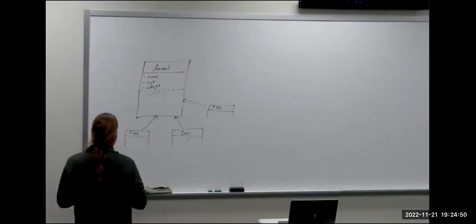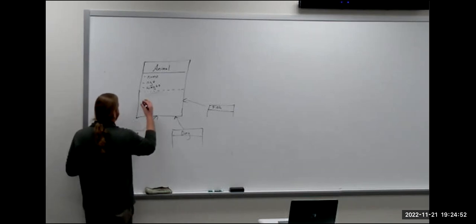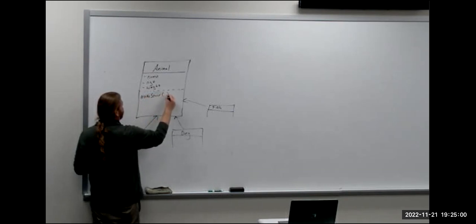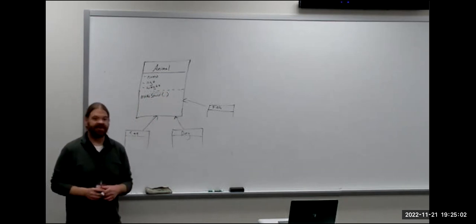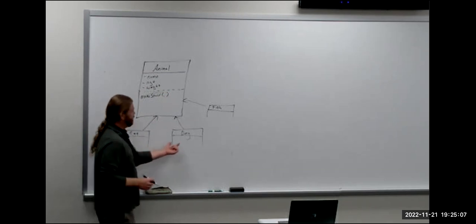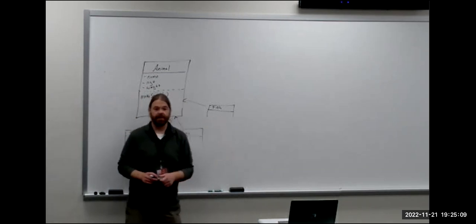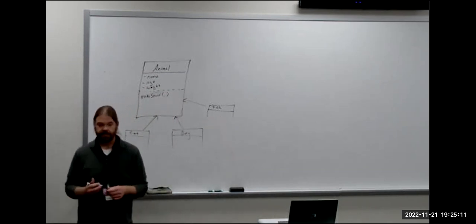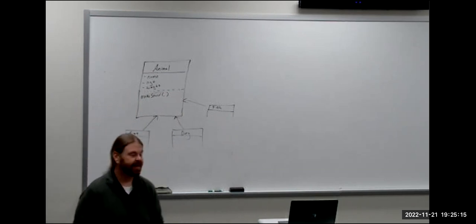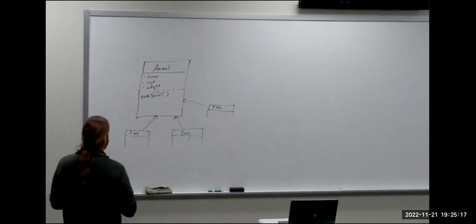I need to think of a method. Maybe I'll put make sound here. I'll say make sound is a method. And then instead of storing that as a data type, we'll make that a field. So our child objects will inherit that, and then we'll know what sound to make at that point instead of a generic sound.